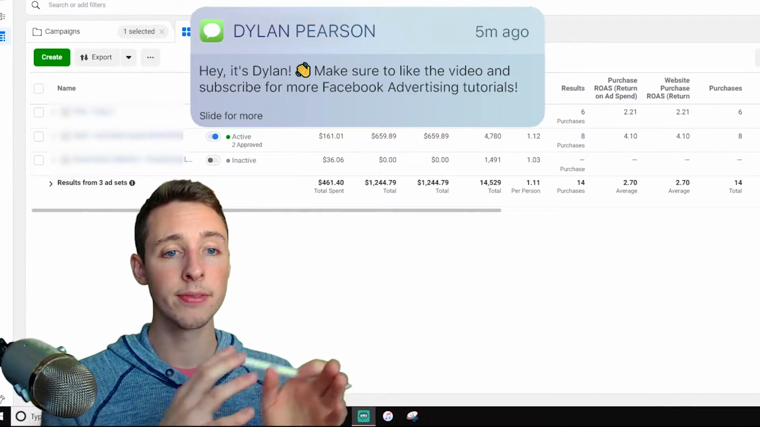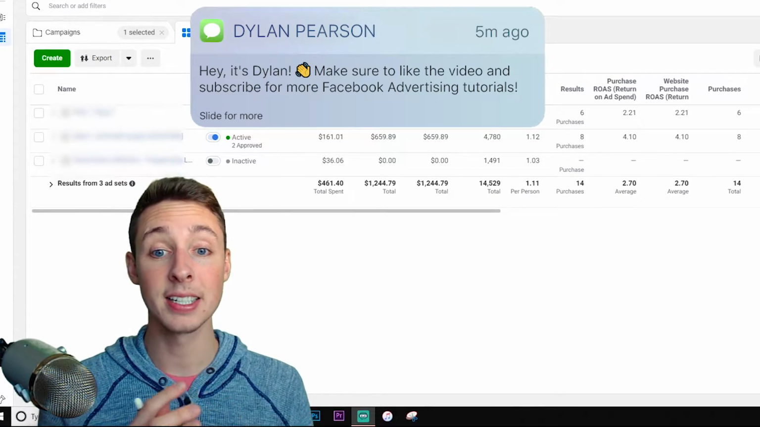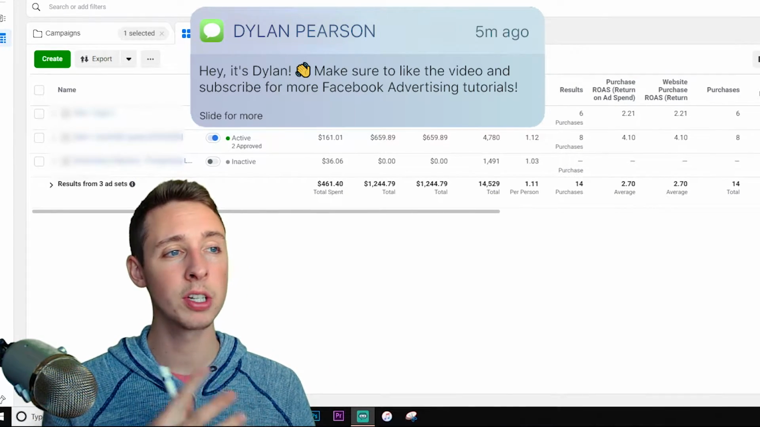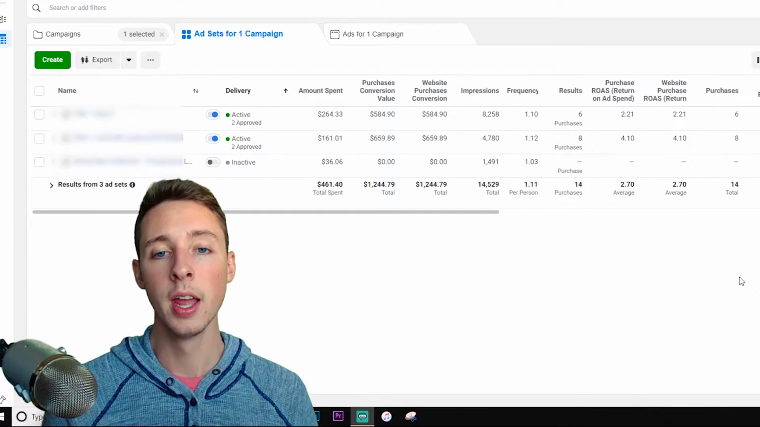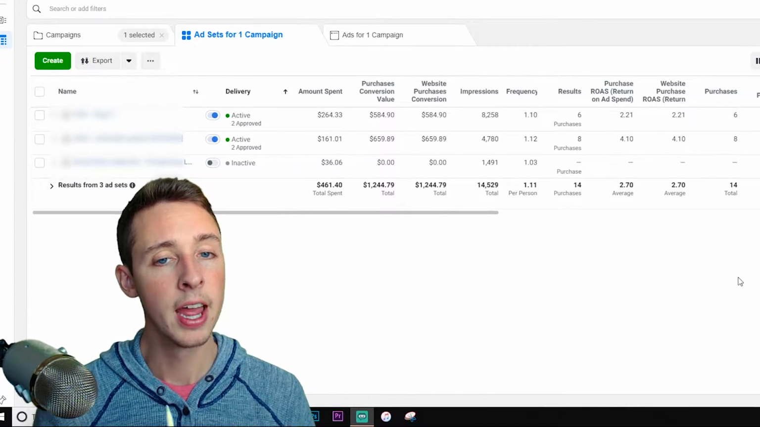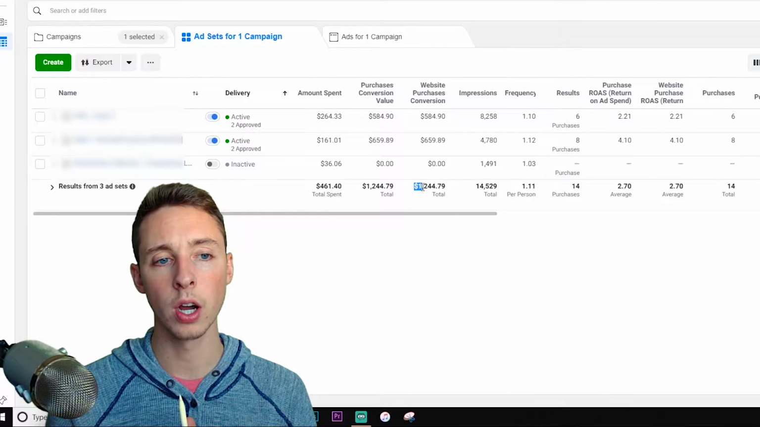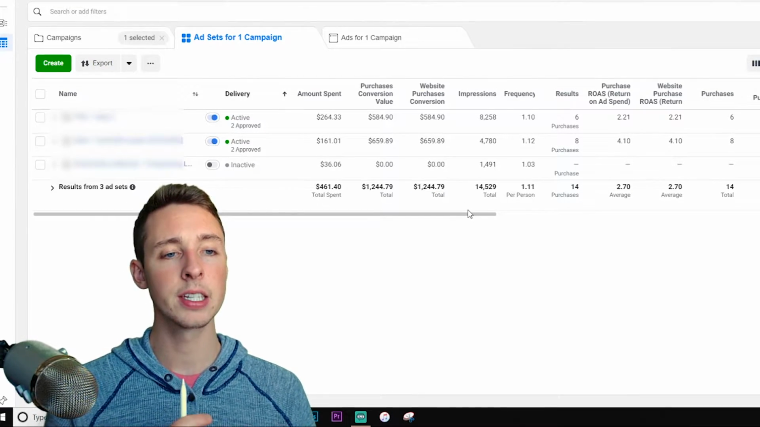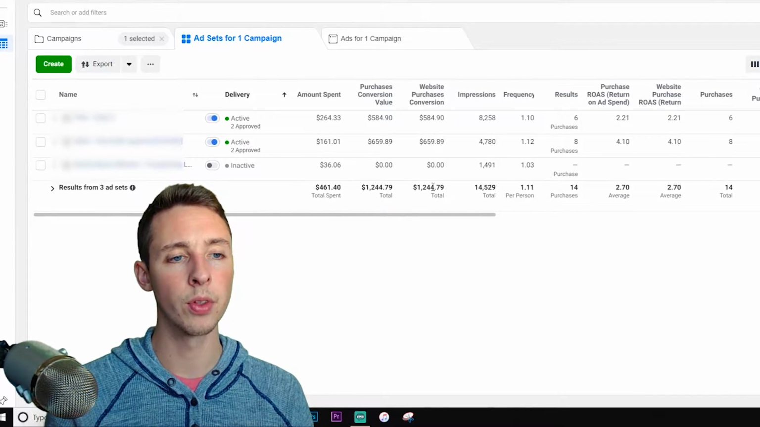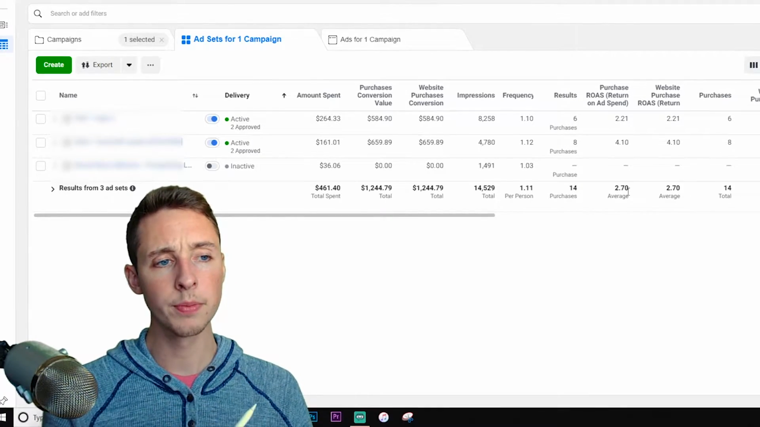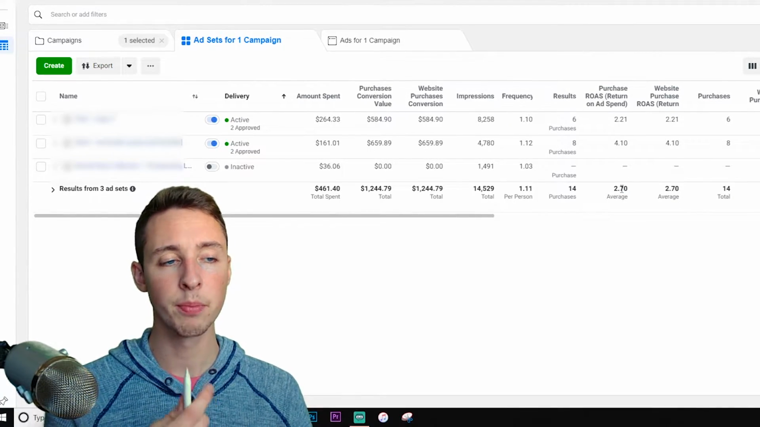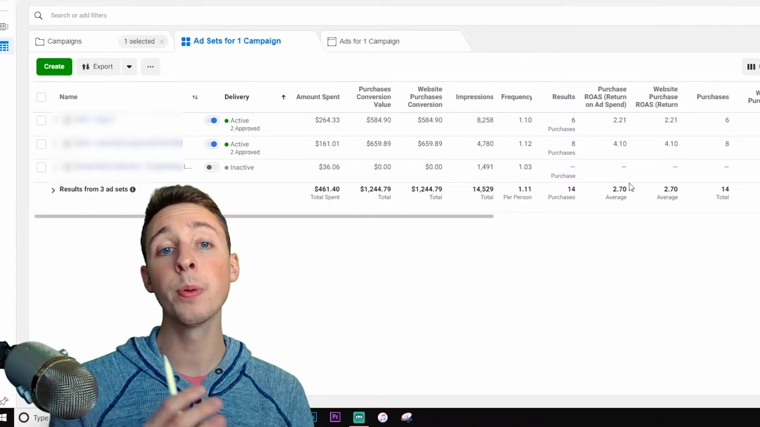So here you have a couple ad sets that I just launched 3 days ago. I launched them on the 19th, today's the 23rd, so it's going to go on day four here. And as you see, I've spent $461. They've generated $1,200. In reality, this is about $1,400. It didn't track some of the purchases. My return on ad spend is 2.7, but closer to 3 in reality. And they're performing really well.